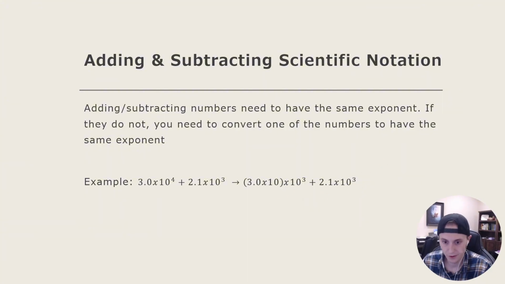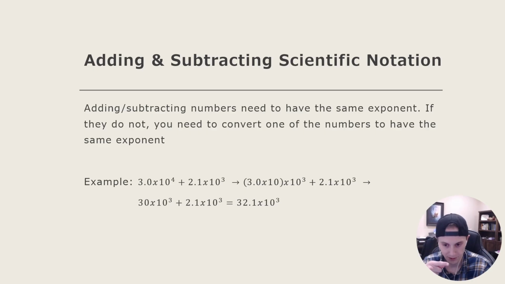Now, simplifying this further, we now have 30 times 10 to the third plus 2.1 times 10 to the third. Now our exponents match, we can add them. And that gives us 32.1 times 10 to the third. But wait, remember the rule from that first slide that I showed you, which is the number, the coefficient at the beginning, needs to be 1 to 9.